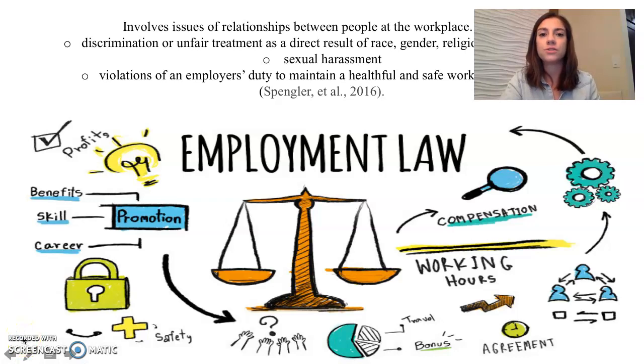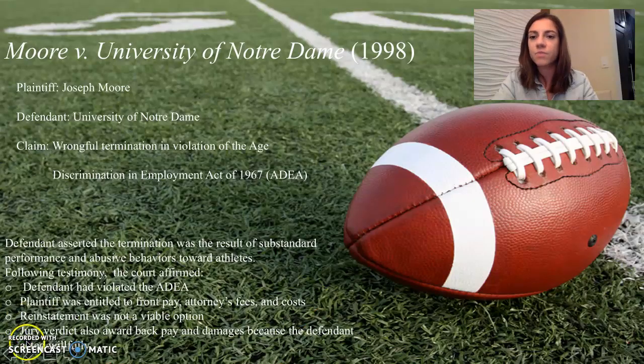Employment law involves issues of relationships between people in the workplace, and that can include discrimination or unfair treatment as a result of race, gender, religion, age, or disability, sexual harassment, or violations of employers' duties to maintain a healthful and safe working environment. In the case of Moore versus the University of Notre Dame from 1998, our plaintiff, Joseph Moore, is claiming wrongful termination in violation of the Age Discrimination in Employment Act of 1967.